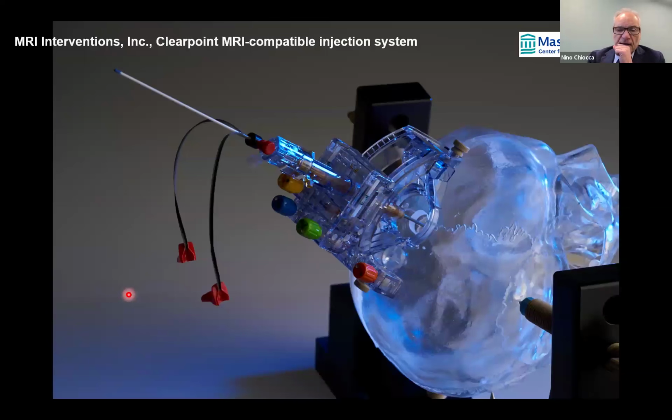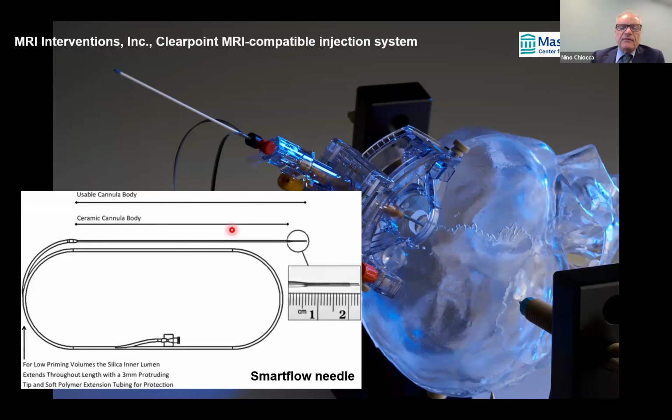Because of this, the FDA wanted to make sure that we did not inject the virus mistakenly into non-tumor bearing areas. And so we decided to use the ClearPoint MRI intervention apparatus in the intraoperative MRI so that we could see where the needle was when we injected this virus. And we used this SmartFlow cannula that has this tapered needle to do the injections.